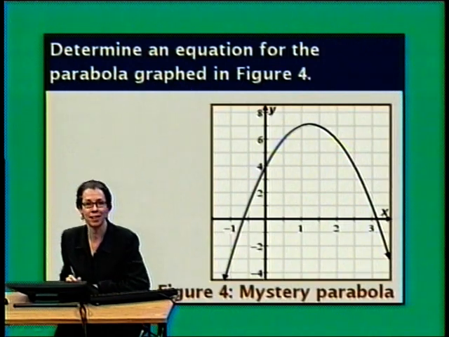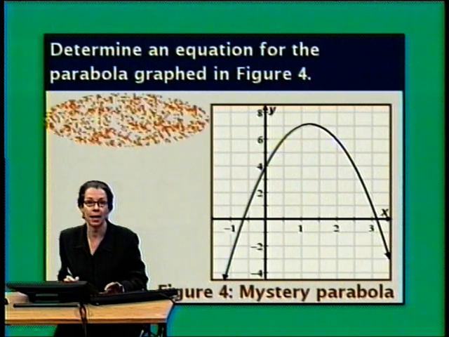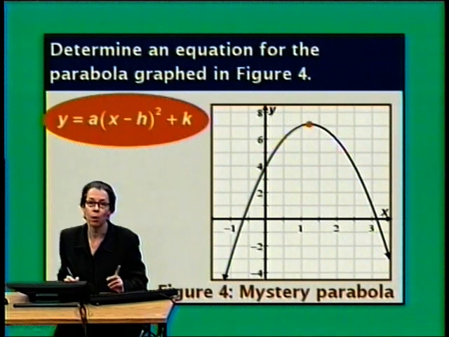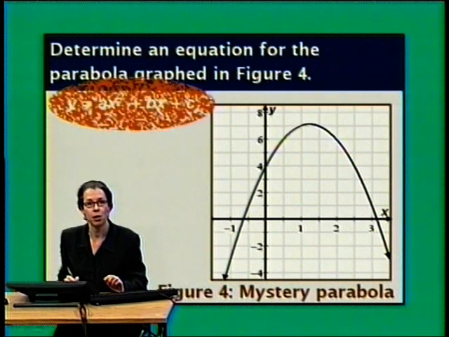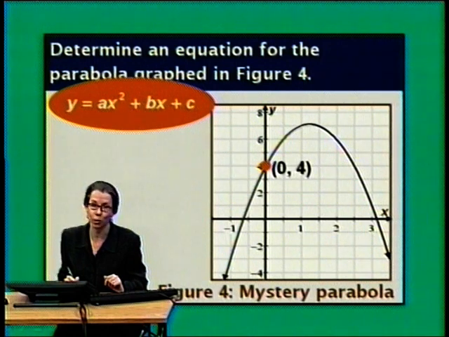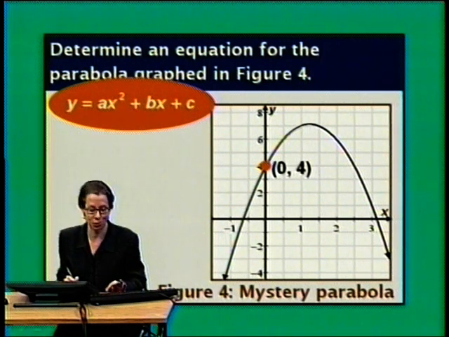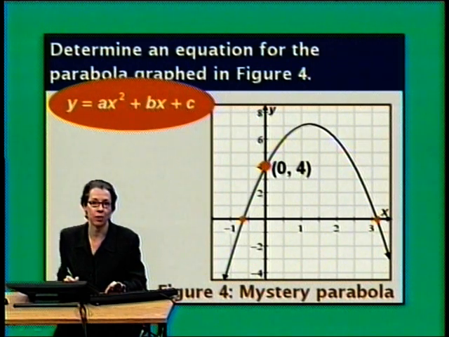Let's do another one. Now when I find the equation of this mystery parabola, one thing I know for certain is that a will be negative because this parabola opens down. Can I use vertex form? Well, once again, I can't read the coordinates of that vertex off my graph. So I'm going to work with standard form. I need some points. Well, fortunately, we know the vertical intercept, so the c value will be easy to determine. I need 2 more points on the graph.